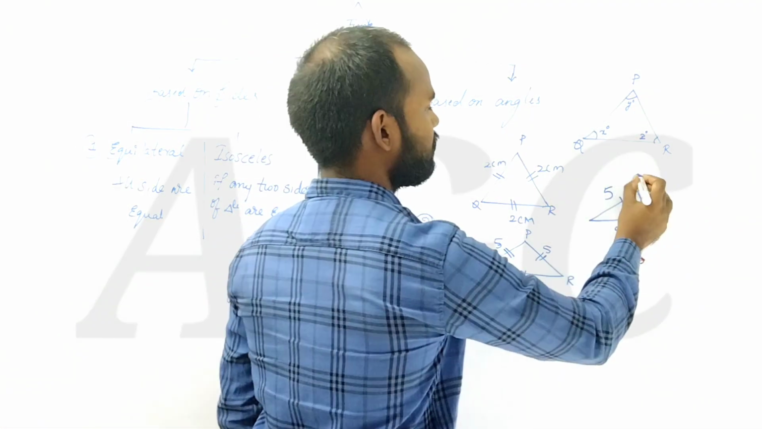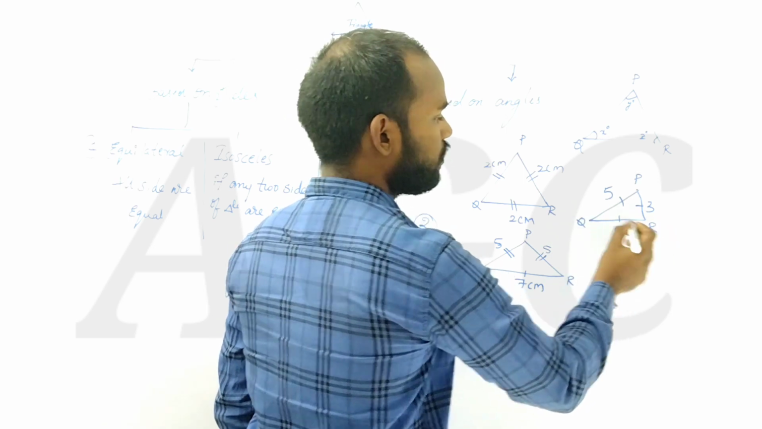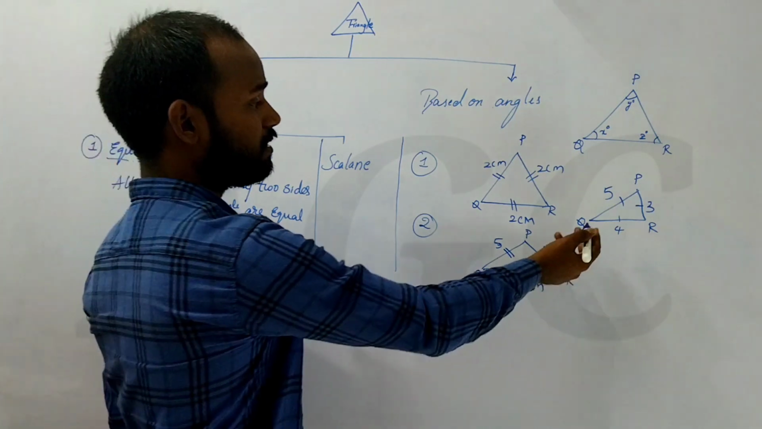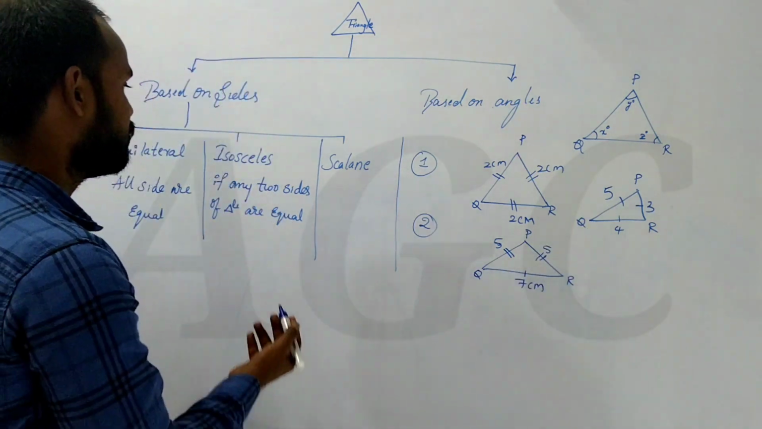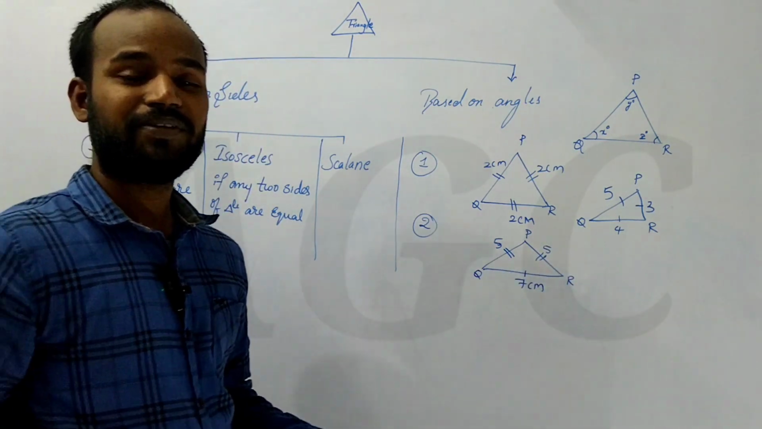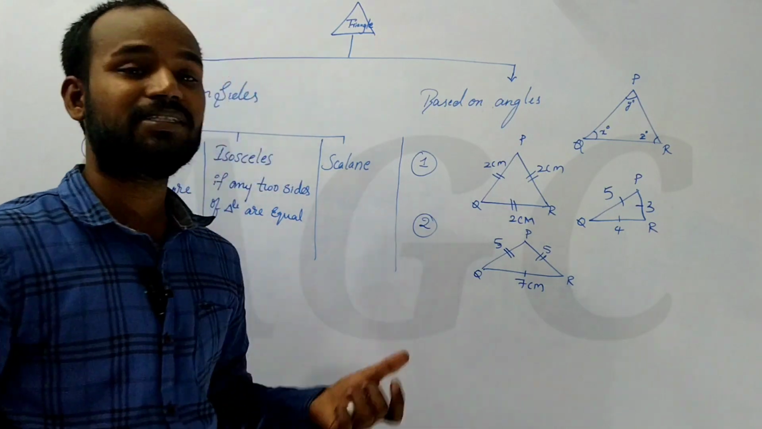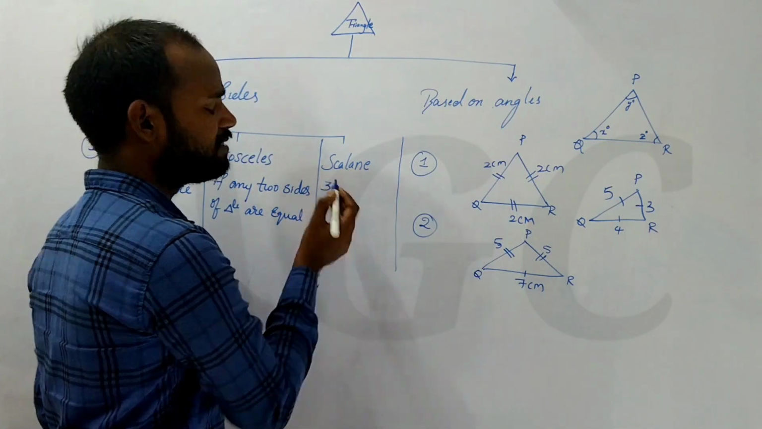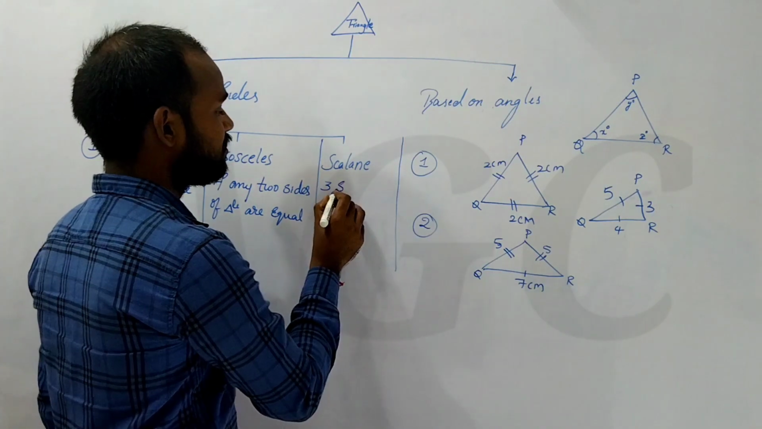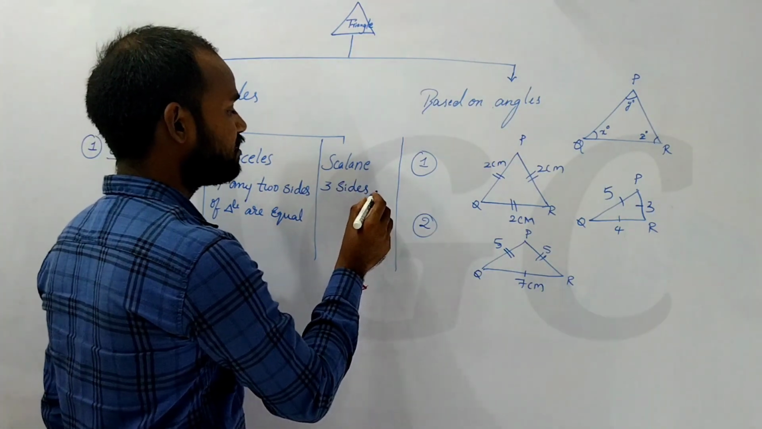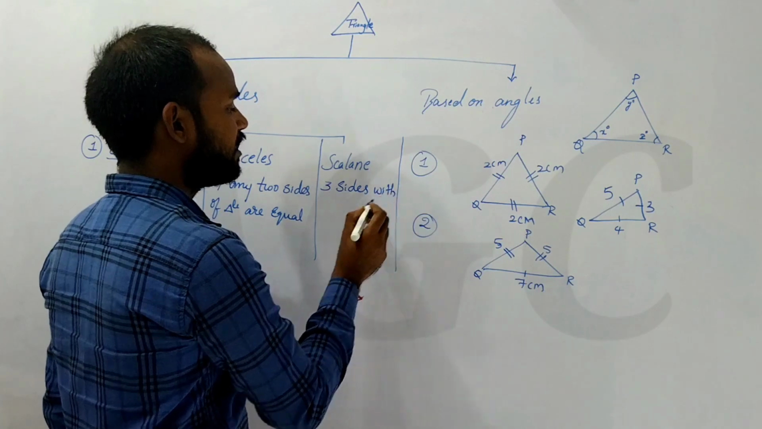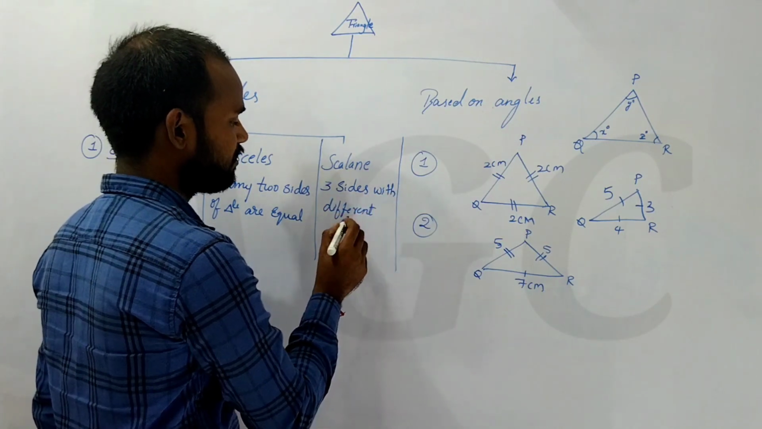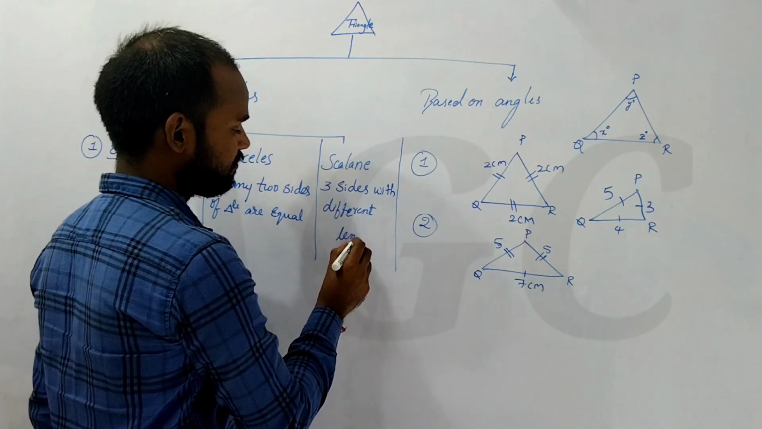So our same example PQR. Here all sides are of different lengths. Yes or no? So what is the definition of scalene? A scalene triangle is nothing but all sides are different, otherwise, three sides with different lengths.